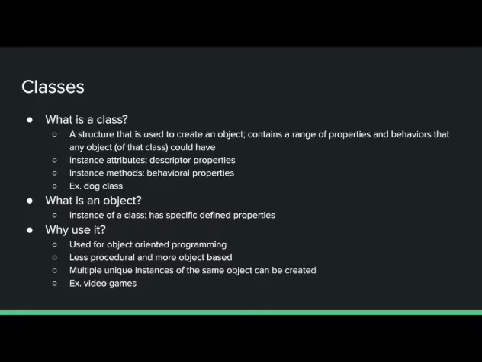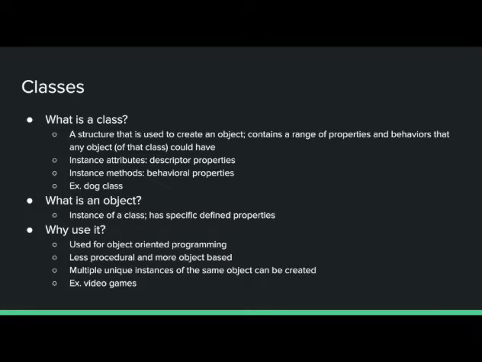And an object is an instance of a class. So when you hear the word instantiation, that's basically when an object is being created. The difference between an object and a class is that an object has those properties specifically defined. So their hair color would be brown, and that's a defined property in an object.